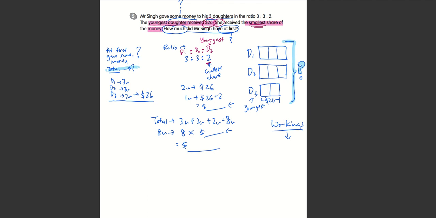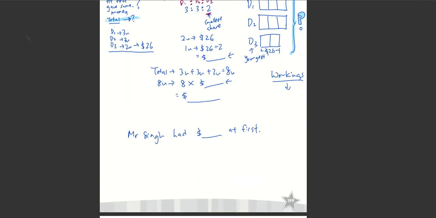Okay, so in the end, I have Mr. Singh had this amount of money at first. Alright, hope you are able to solve this easily. Thank you. Page 199.